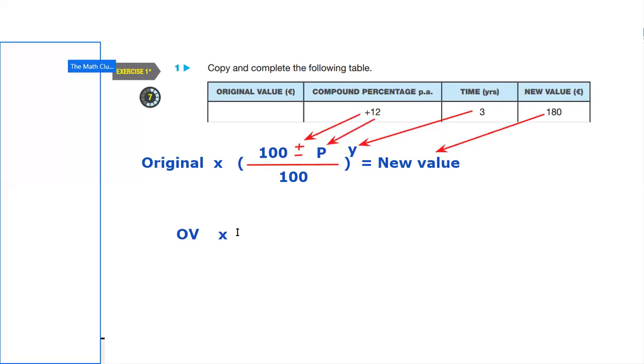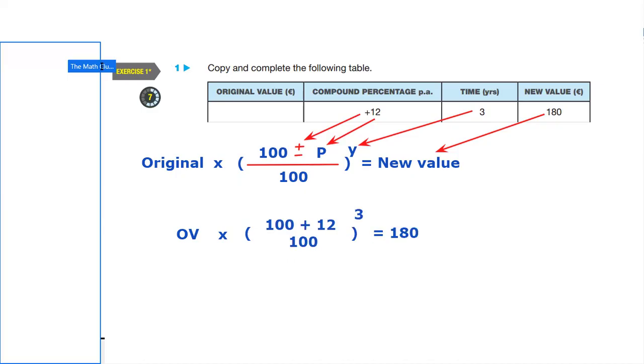So here we have brackets. Follow the same steps, okay? Fill the gaps, and then rearrange the formula. So basically here, the new value is 180, like this. And then we have the power of years, the power of 3, okay? And inside the bracket, we have the 100, as we said. If it's plus, you write plus, and then the percent is 12, and then over 100, okay?